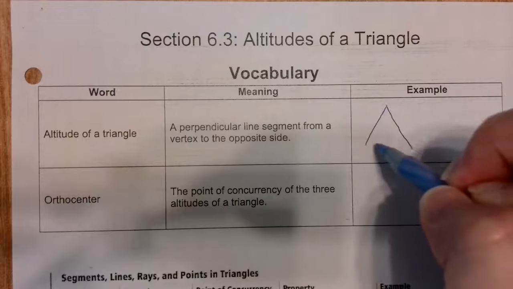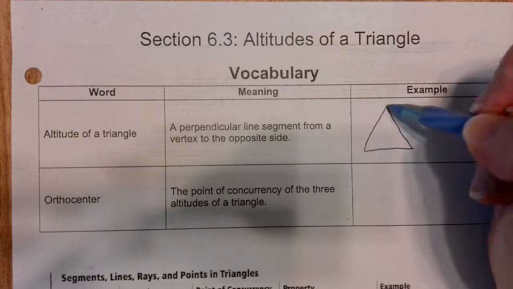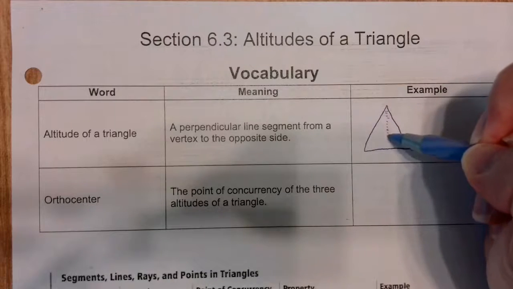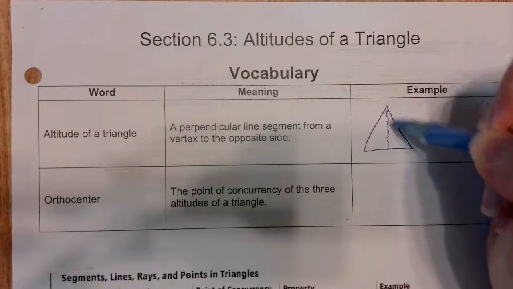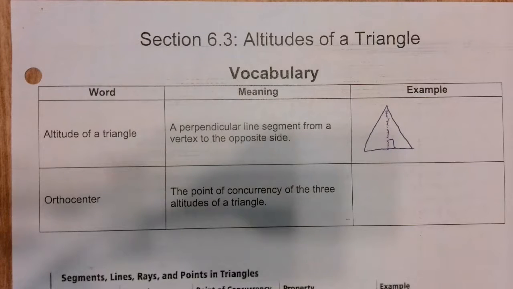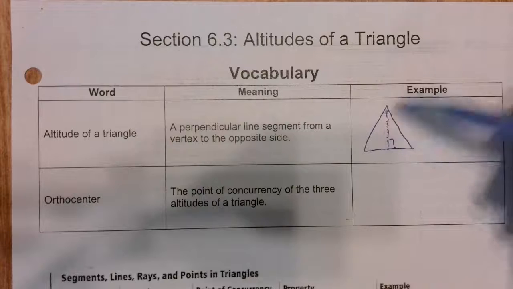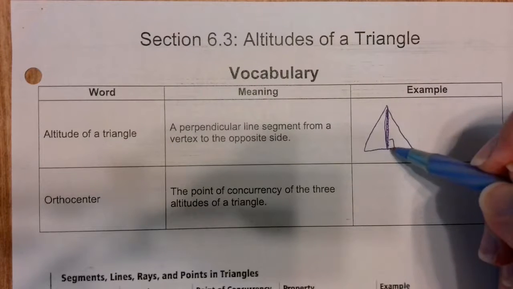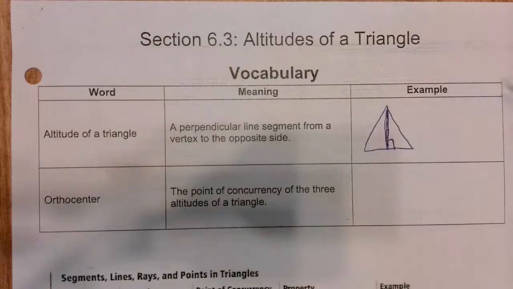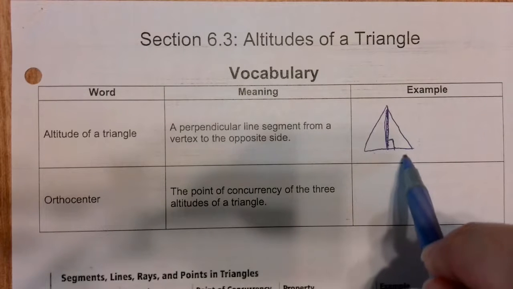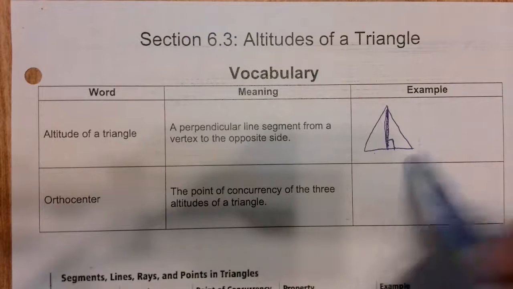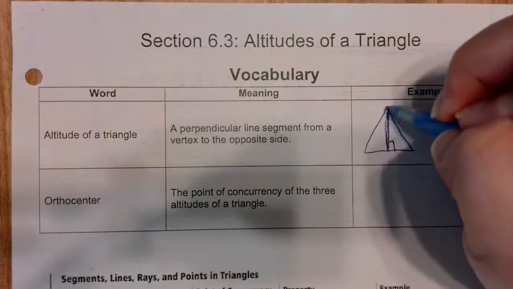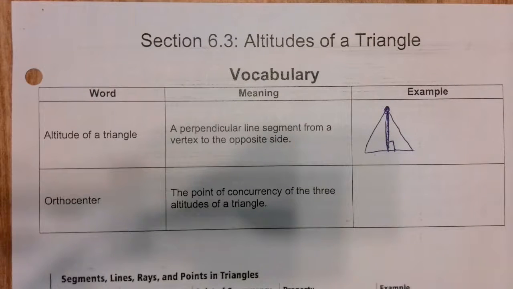Altitude is the height measured straight down at 90 degrees. And this is the altitude of a triangle. It goes straight down at 90 degrees. It may or may not go through a midpoint, but it does go through the vertex.